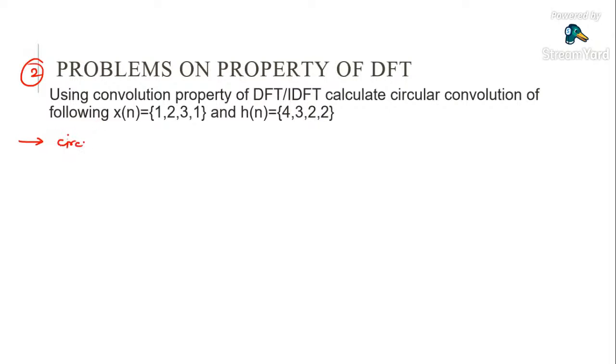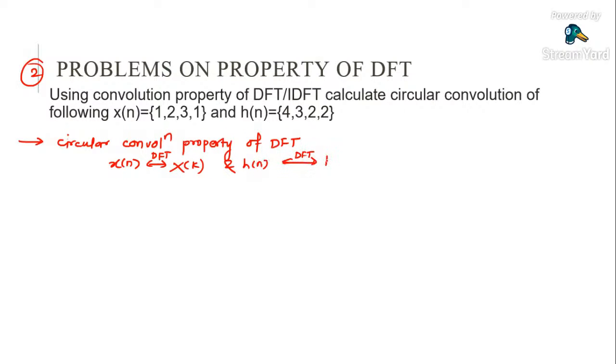You have to write this statement: the circular convolution property of DFT is, suppose x of n has DFT x of k and h of n has DFT h of k, then x of n circular convolution with h of n has the DFT x of k multiplied by h of k, meaning pointwise multiplication. So this is called the circular convolution property.